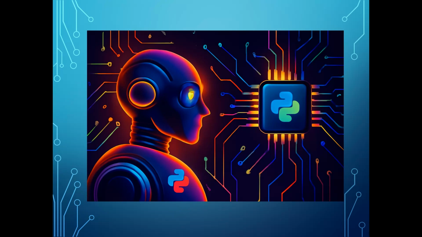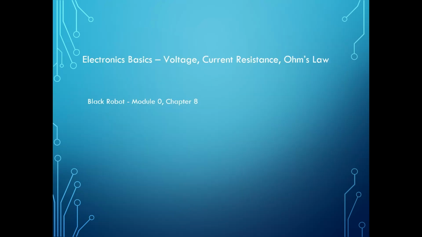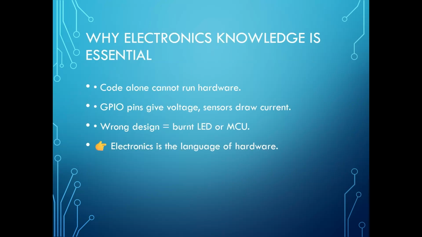Quick question. If I give you a microcontroller and tell you to connect an LED, do you know how much current it will draw or how to make sure it doesn't burn? That's where electronic basics come in. Today we will learn about voltage, current, resistance, and Ohm's law, the ABC of electronics for embedded systems.